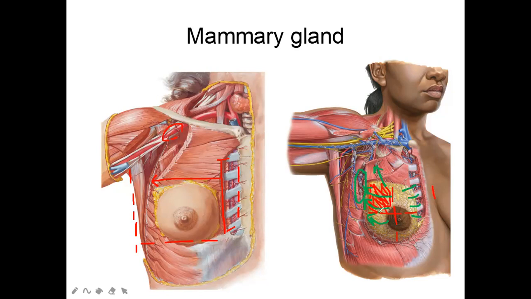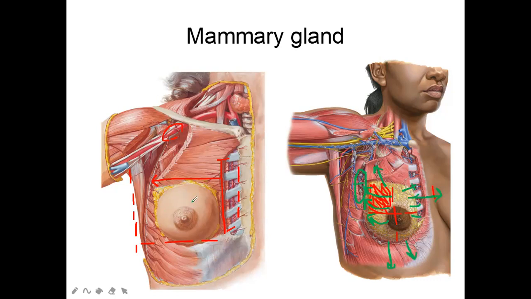But if you block one of these major drainages, you may see that lymph can flow to the abdominal region or can flow to the opposite breast. All right, so lymph can flow to the opposite breast if you cut the major drainages.